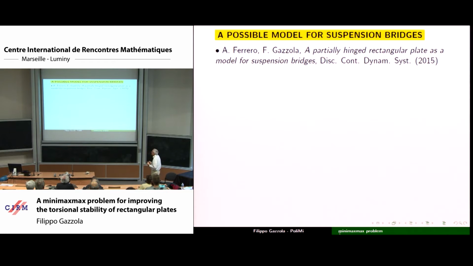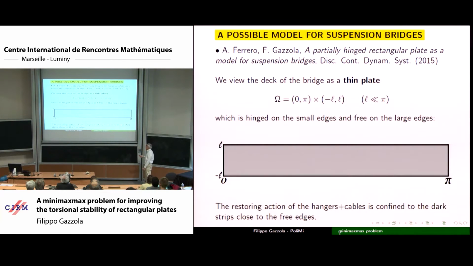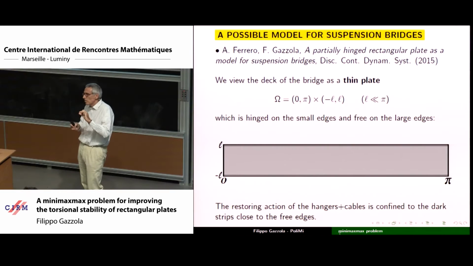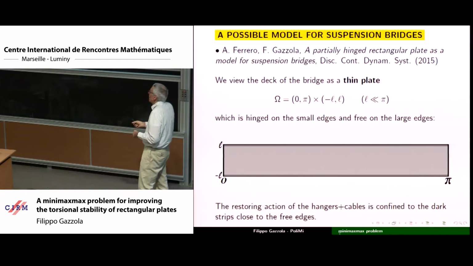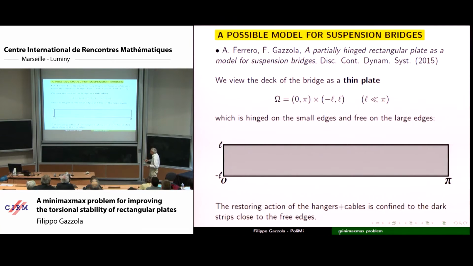Okay, last year, together with Alberto Ferrero, we introduced a model for a suspension bridge, viewing the deck of the bridge as a thin rectangular plate. This is a thin plate because you have to take into account all the ratios of the different measures. If you compute the length, which we normalize to be pi, and the width, which we normalize to be 2L, the thickness is in such a way that it is neither a membrane nor a thick plate. It is precisely a thin plate.